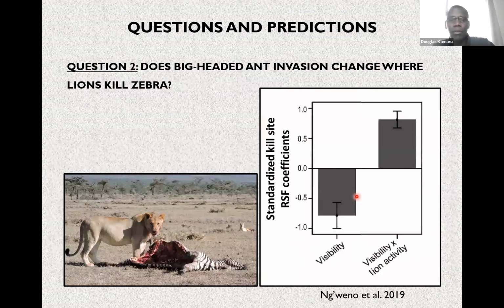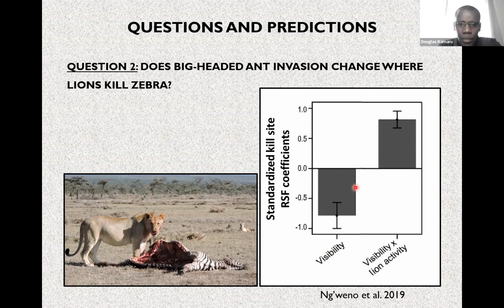So the second question I looked at was, does big-headed ant invasion change where lions kill zebras within that system? And I looked at a couple of things, and this question was informed by a study that was done by Caroline Bueno in Ol Pejeta Conservancy. And this is actually the graph I'm showing you here on my right. And the y-axis shows standardized kill site coefficients. And this just shows the magnitude, or rather the strength and direction of the effect of that particular covariate.